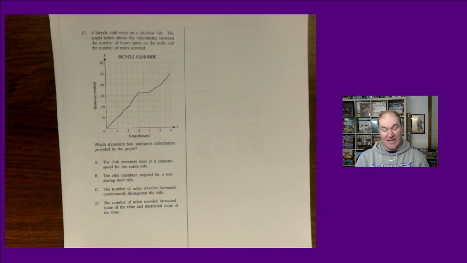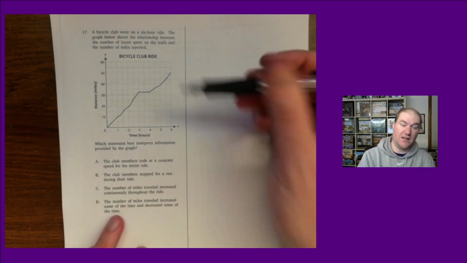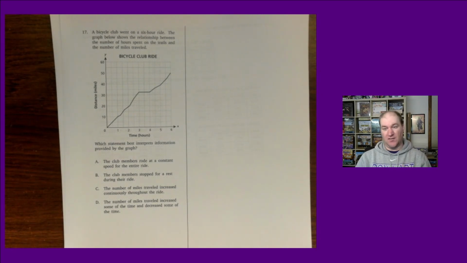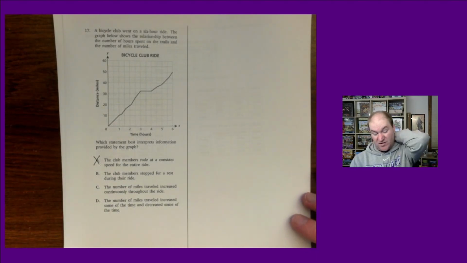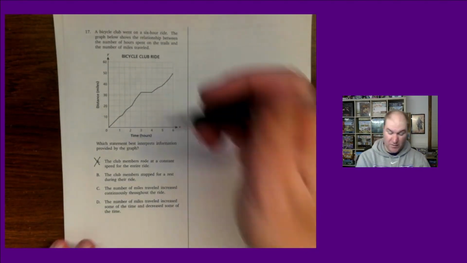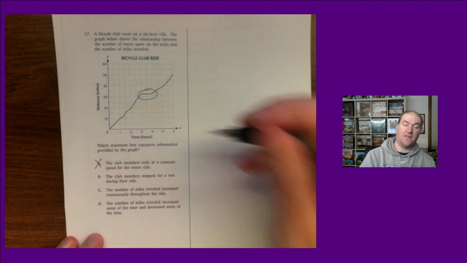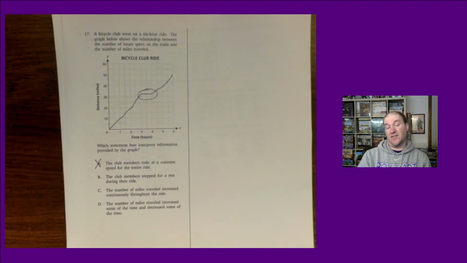So choice A, did the club members ride at a constant speed for the entire ride? No, if it was a constant rate, it would be a straight line, no zigzags, no increase or decrease, no flatness. So it's not choice A. Choice B, the club members stopped for a rest during the ride. Yeah, that would explain this right here, right? If they were resting, then their distance would not be increasing. So it's probably choice B.